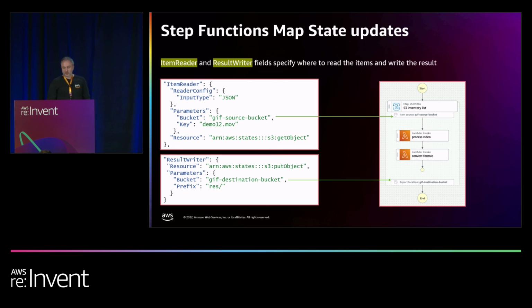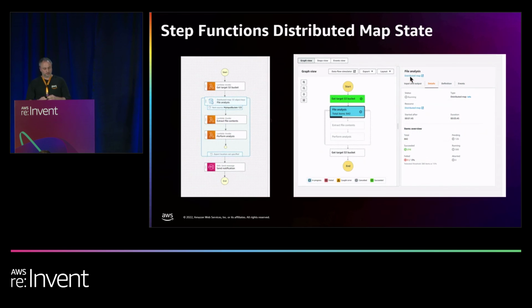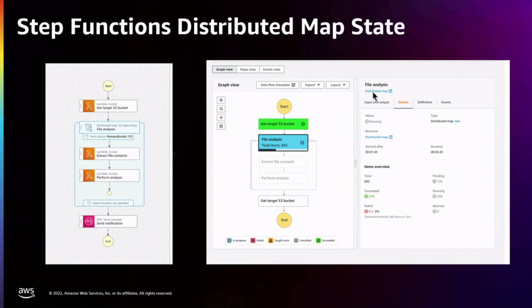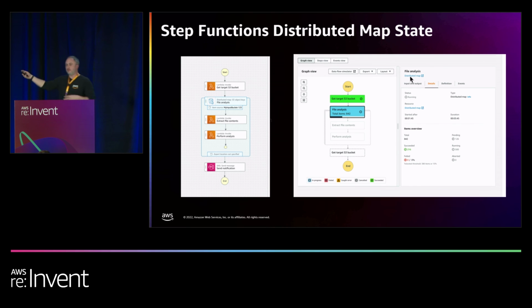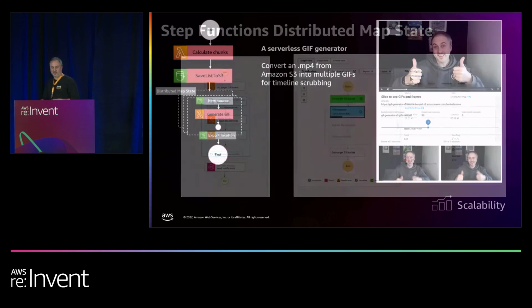There's also something called the results writer, which does the same thing, but it lets you write back to S3 directly from the map state itself. This is how it looks in the console. On the left is the example of how it looks in Workflow Studio when I'm building out my map state. The other side is how it looks when it's running. You can see the progression as it iterates through each of the individual items, things like the success rate and the failure rate, and you can drill down into your map state to look at that individual workflow execution and see what happened.